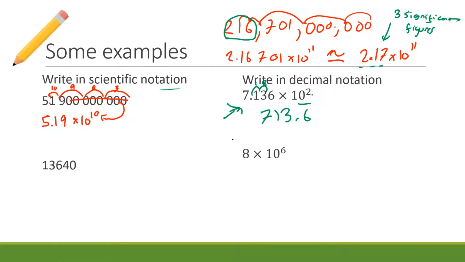I usually say, well, this is a times 10 to the power 2. That's a positive number. So that means we're going to make the number bigger. So that's going to be a bigger number here.